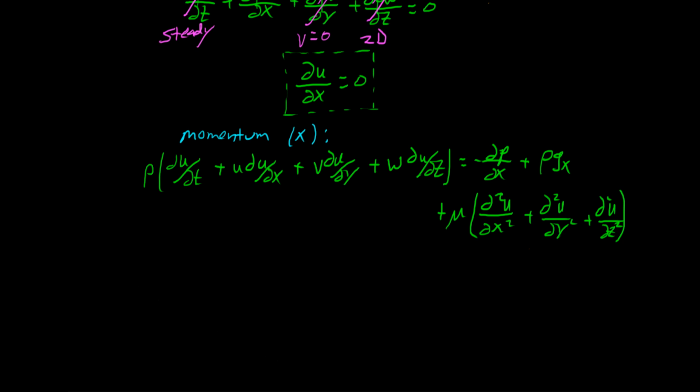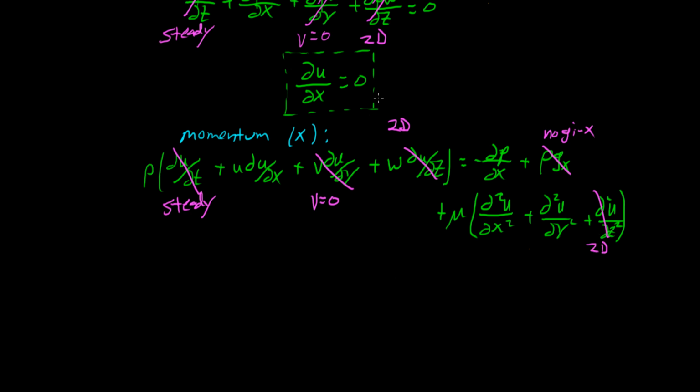Again, let's apply as many simplifying assumptions as we can. It's steady, so that gets rid of the transient term. The velocity v is 0 everywhere, so that gets rid of that term. It's 2D, so we can get rid of the w term. We don't have gravity in, well, we're neglecting it everywhere, but we certainly don't have it in the x direction. So no g in the x direction. Again, 2D lets us get rid of the d²u/dz² term.